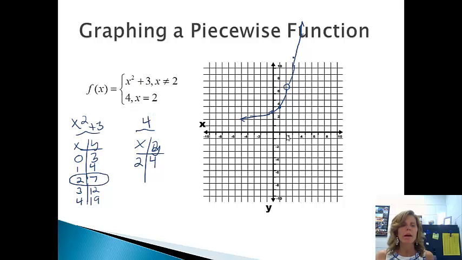And then I will graph the point 2, 4, and this one actually will get a closed circle. So you'll notice we've just got a hole going on. We'll discuss that later in a different section, but that's what that graph would look like.